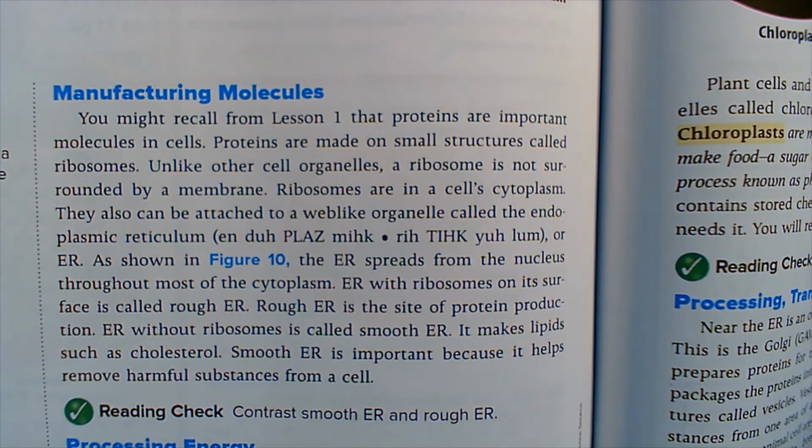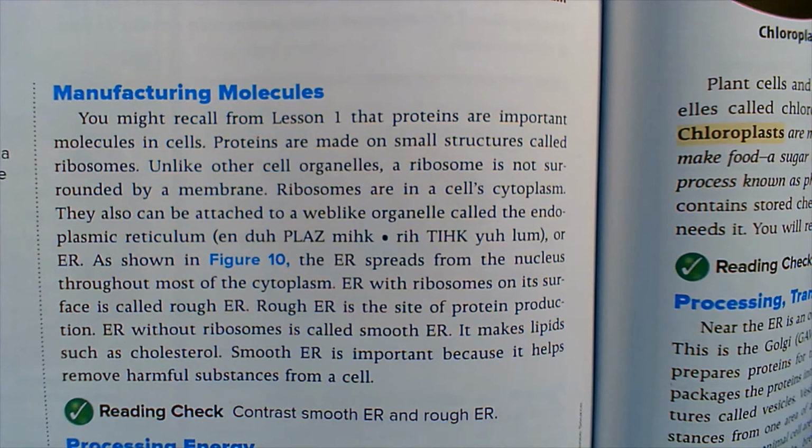Manufacturing molecules. You might recall from Lesson 1 that proteins are important molecules in cells. Proteins are made on small structures called ribosomes. Unlike other cell organelles, a ribosome is not surrounded by a membrane. Ribosomes are in a cell's cytoplasm, and they also can be attached to a web-like organelle called the endoplasmic reticulum, or ER. As shown in Figure 10, the ER spreads from the nucleus throughout most of the cytoplasm.